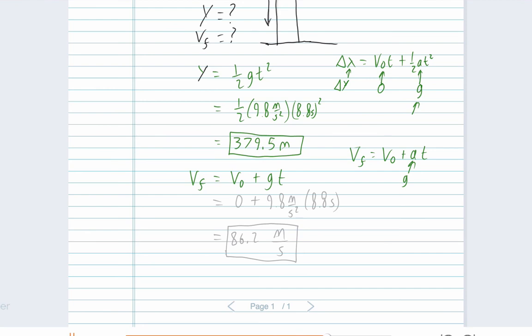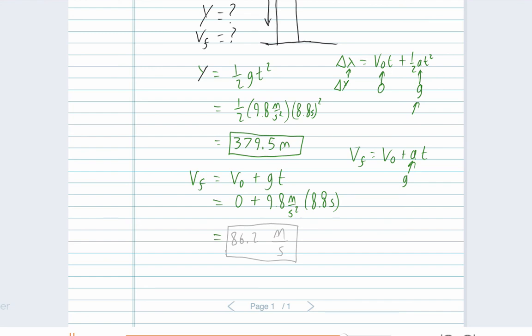Then to find v final, we'll just plug in what we know. V naught goes to 0 because we didn't throw it down. G is still 9.8 meters per second squared, and the time is 8.8 seconds.